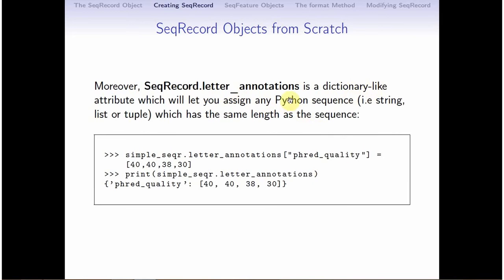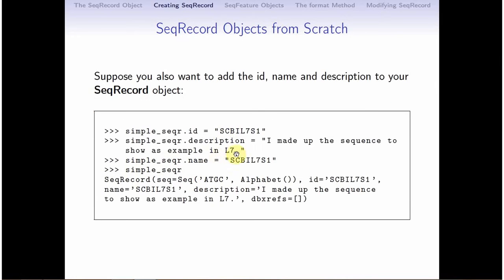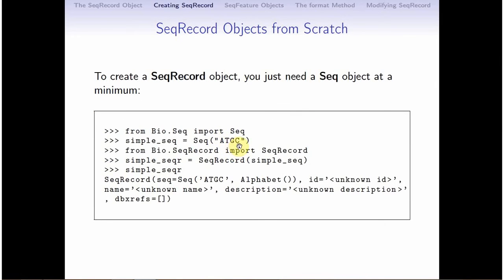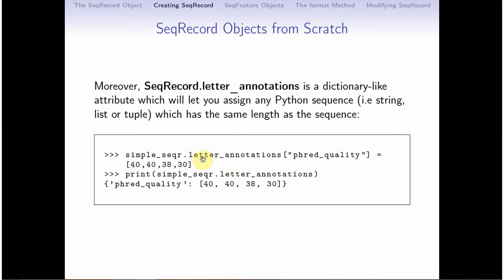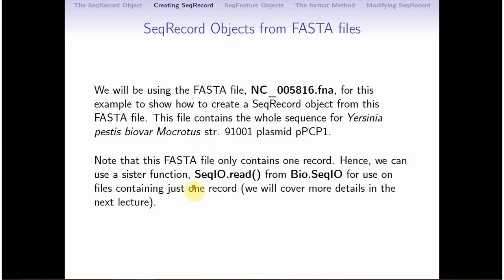Okay, letter annotation is a dictionary-like attribute which lets you assign any Python sequence, strings, list or tuple which has the same length as the sequence itself. Okay, so for example, just now my one, ATGC, 4 letters, right? Okay, so over here my letter annotation will be 4 as well. Then maybe each of the numbers will represent something with the letter itself. Okay, the quality of it or whatever. But here same, I will not touch too much into details. Okay, just showing you what it can do.